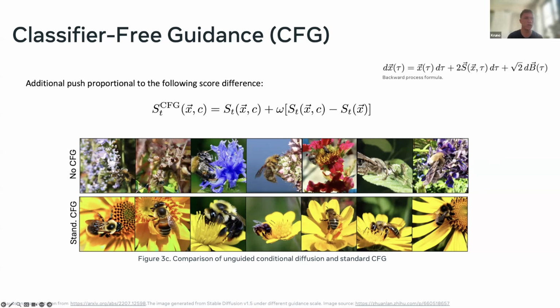Then if you look at the bottom row, this is obtained by using classifier-free guidance, and we did not select too large values of omega.